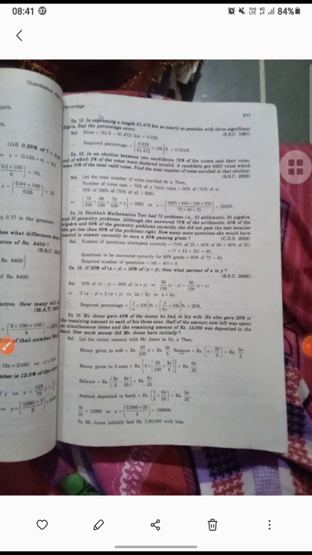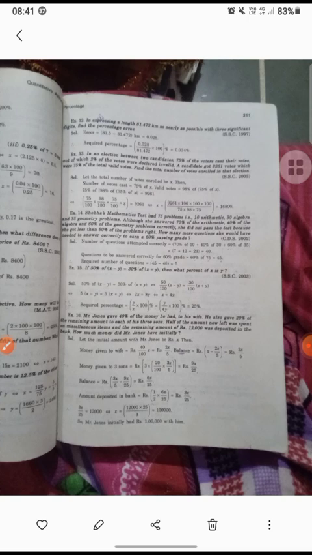In an election between two candidates, 75% of the voters cast their votes, out of which 2% of the votes are declared invalid. So 75% is casting the vote, and 2% are invalid. That means 98% is valid. So 98% of the 75% equals 9261.